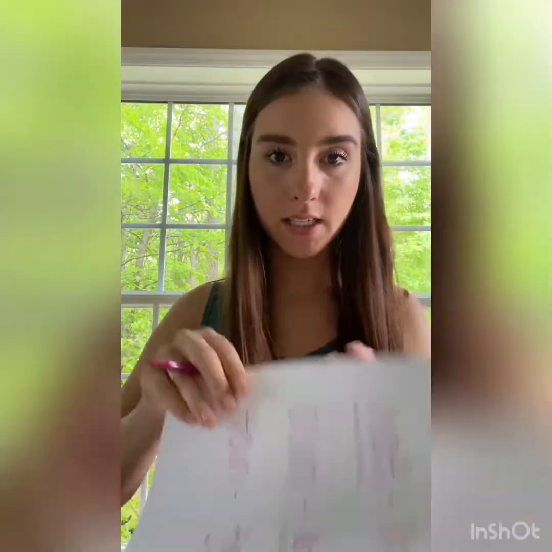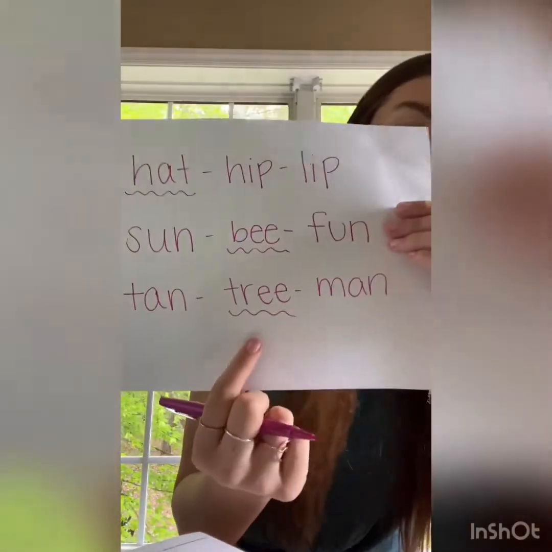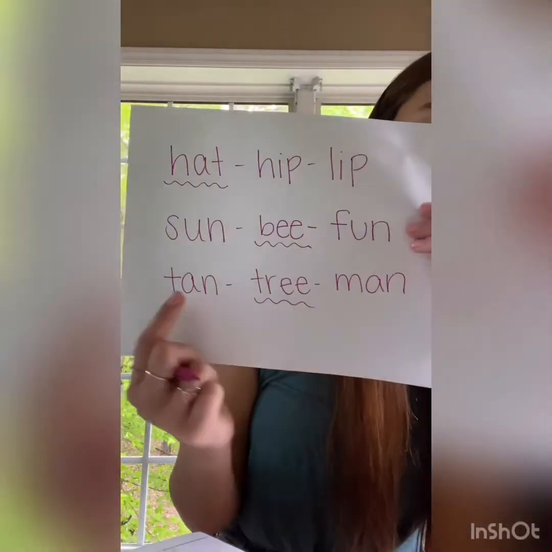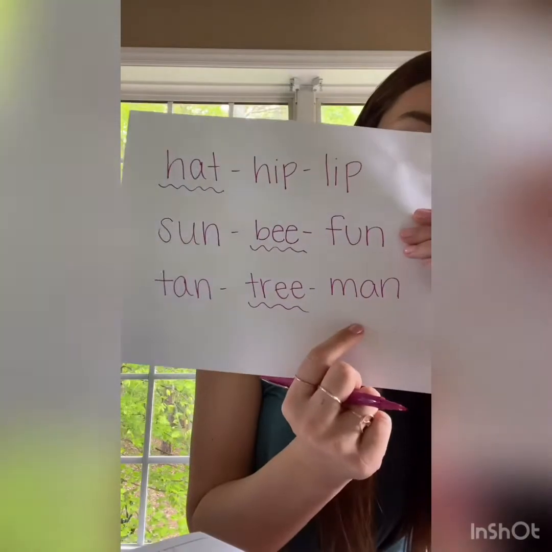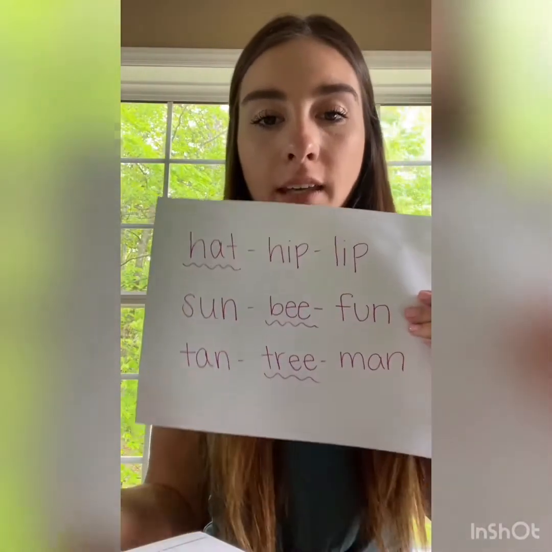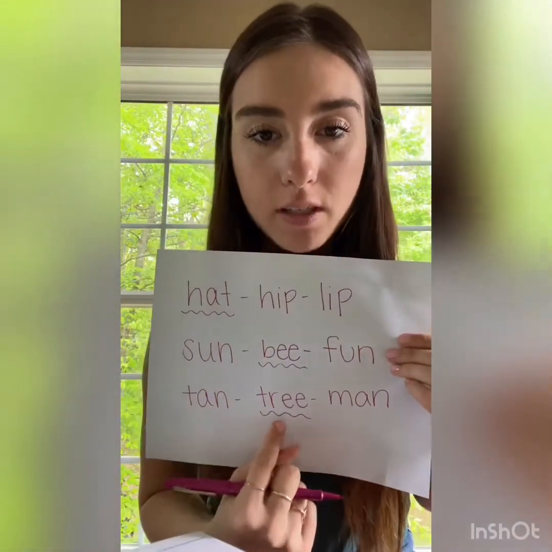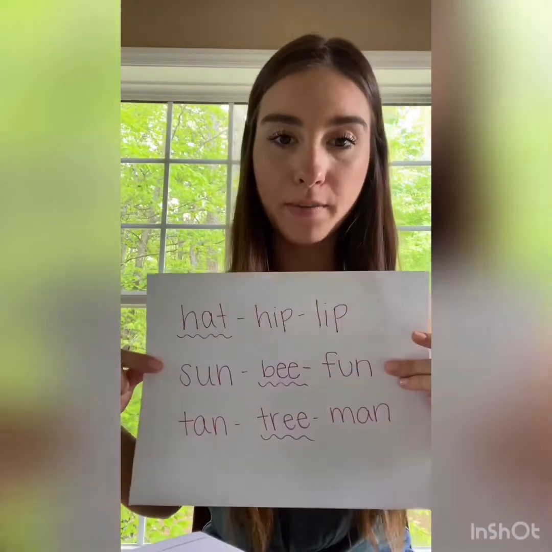And the word that does not rhyme is tree. So tan and man are both in the an family. And then we have tree, which does not rhyme with those other 2 words.